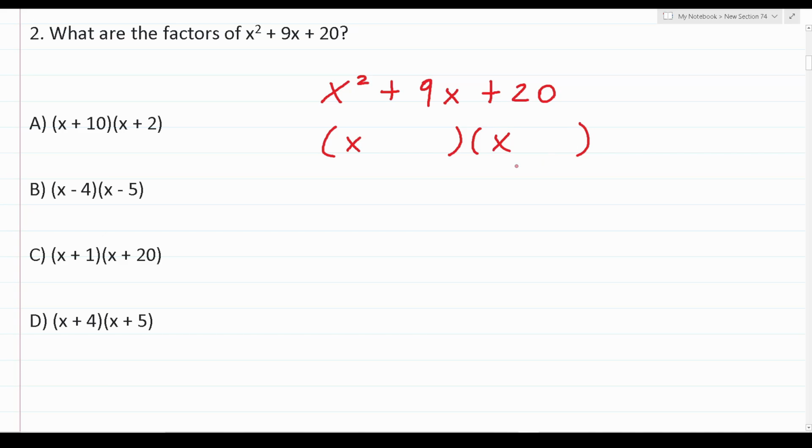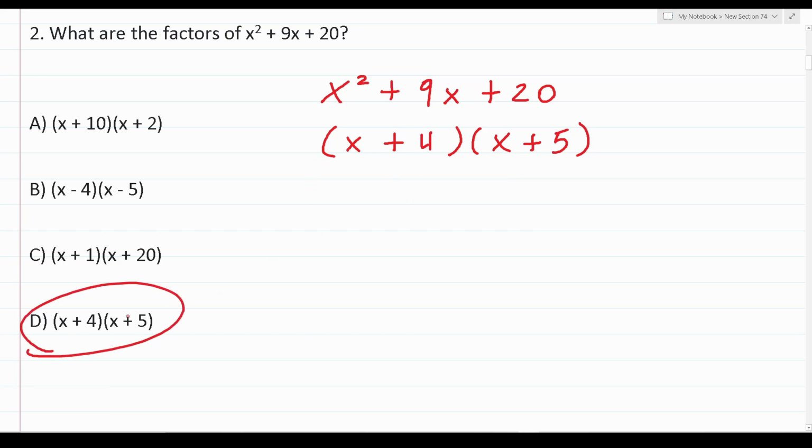And now we say we're looking for two factors that multiply to positive 20 and add to positive 9. So that's going to be plus 4 and plus 5. Again, 4 times 5 is 20. 4 plus 5 is 9.